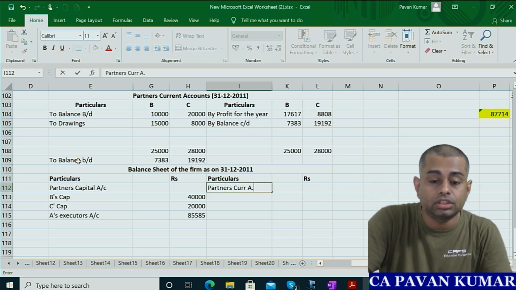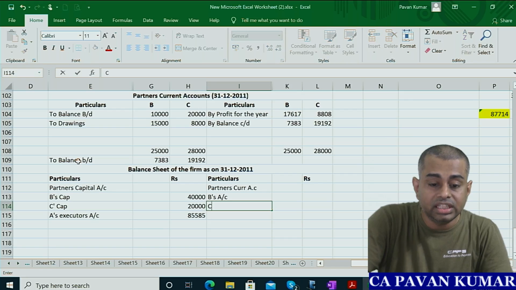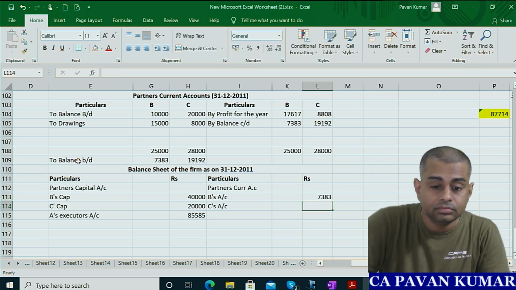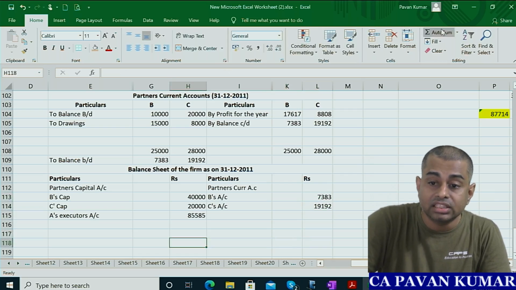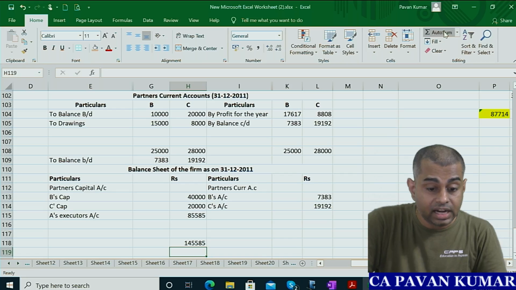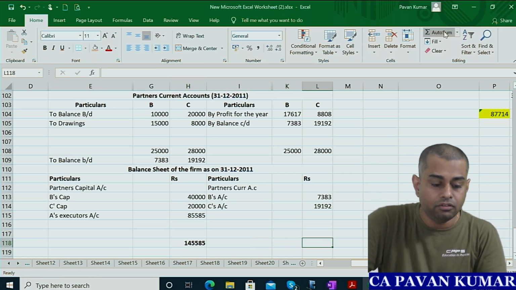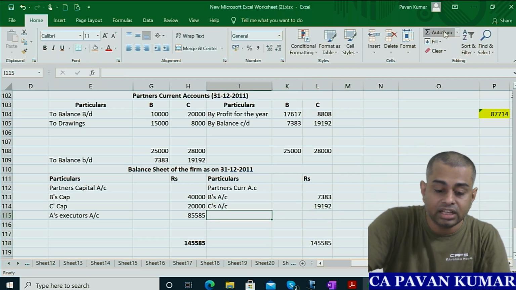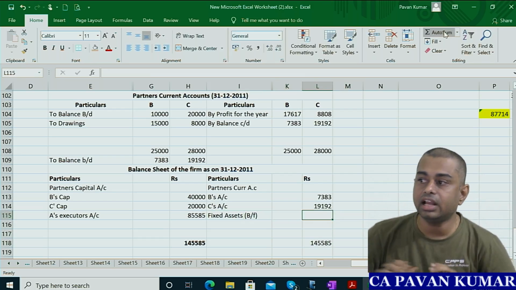Partners current accounts: B's account, C's account. How much is it? 7383 and 19192. Okay, now we'll do balancing. The balancing figure will be fixed assets, 145,585. Now you tell me what is the fixed assets balancing figure. Calculate and tell me.